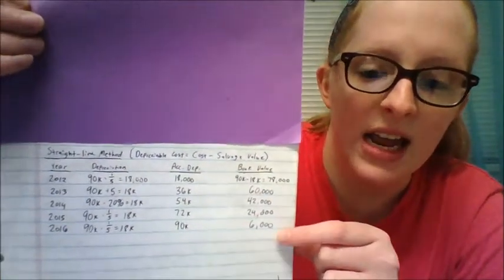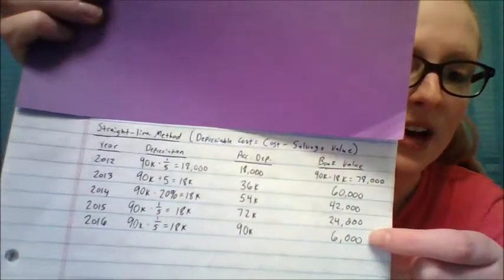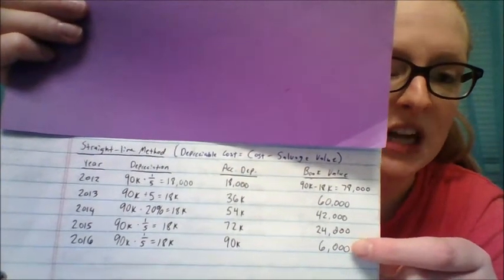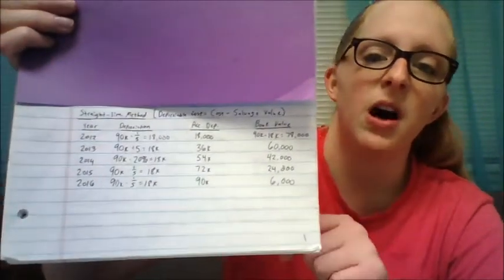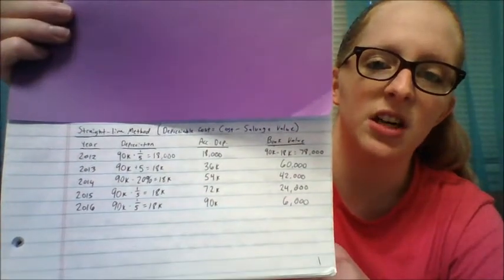And then at the very end, your salvage value is $6,000. And I mentioned in the last video, you never want your book value to go below your salvage value. So feel free to pause the frame if you want to take a look at that and check your homework. So that was the straight line method.